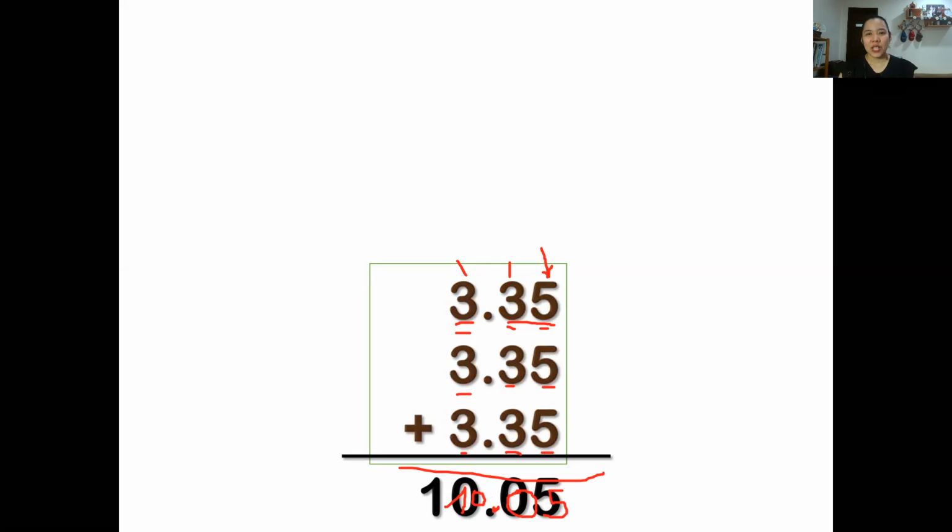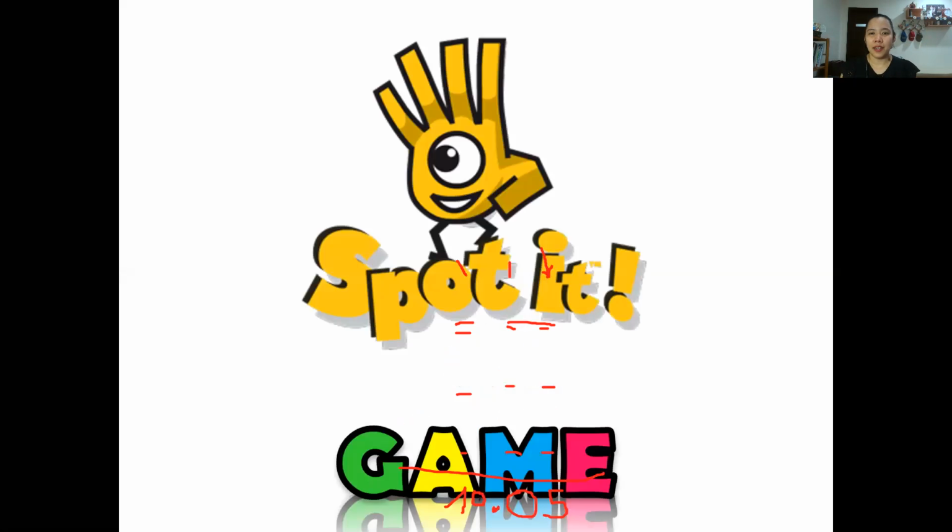$10.05. So that is how you are going to add money together in dollars and in cents. Don't forget to put the dots. You can see that one side is the dollars and the other side is the cents. So let's play, but let me erase that one first.